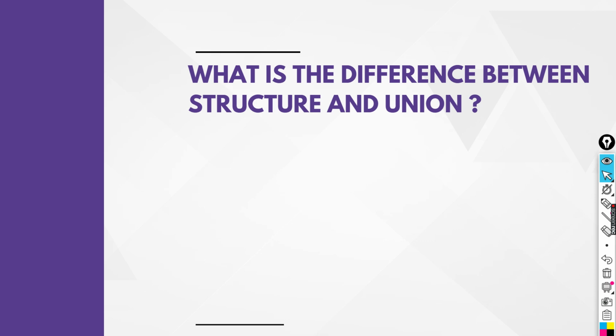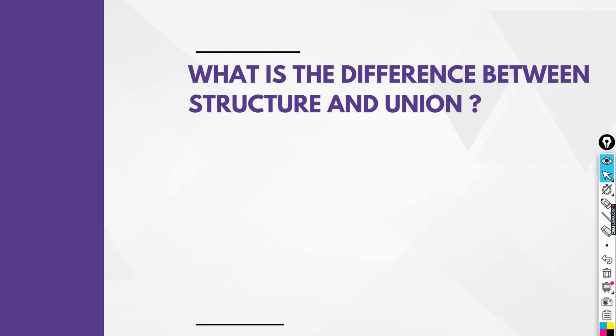So if the size of the integer is 4 bytes and the float is also 4 bytes and char is 1 byte, then in a union it allocates the highest memory. So the total size will be 4 bytes. 4 bytes is higher here when compared to char 1 byte. So in a union it will allocate a single field's memory, the one which has the highest memory space.